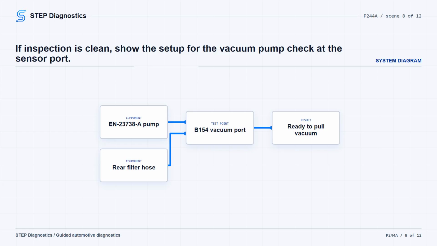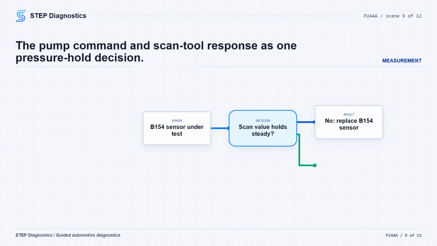Then install the EN23738A vacuum pump at the sensor. Use the pump to achieve a gauge reading of -3.4 kPa, -0.03 bar, -1 inHg. While doing that, verify on the scan tool that particulate filter pressure can reach 3.4 kPa, 0.03 bar, 1 inHg, and hold steady. If the desired pressure or vacuum cannot be achieved, or it does not hold steady, the diagnostic path calls for replacing the diesel particulate filter exhaust differential pressure sensor. If it can be achieved and holds steady, the diagnostic path calls for replacing the exhaust particulate filter.